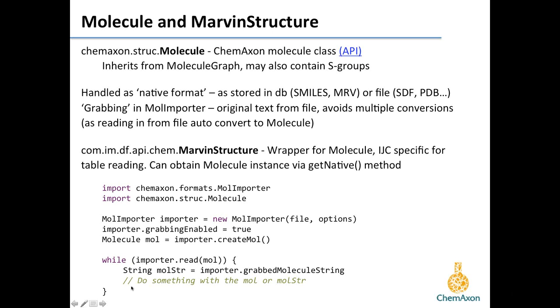So here we go down here. While we're going to loop through our file, I'm going to create a mol string, which is just going to be my SMILES string, so string, mol string. And from my importer, I'm going to do grabbed molecule string. I still have my molecule object that I'm reading in, but now I also have mol string, which is just my straight up SMILES string that I pulled from my file. So at this point, I could continue on with the script and go off and do something with either my molecule object or my SMILES string.